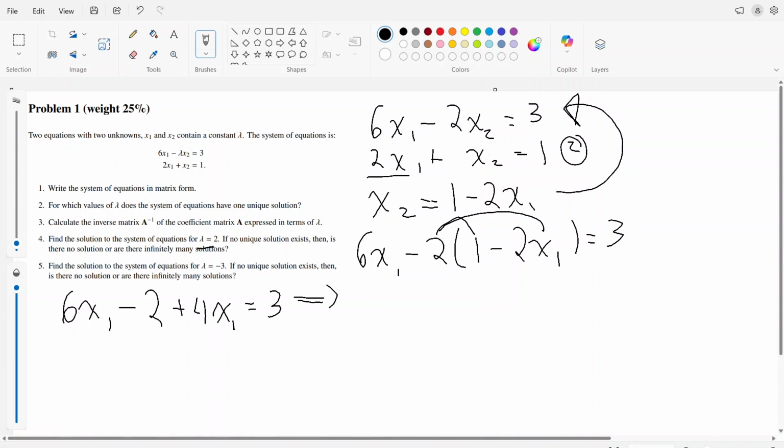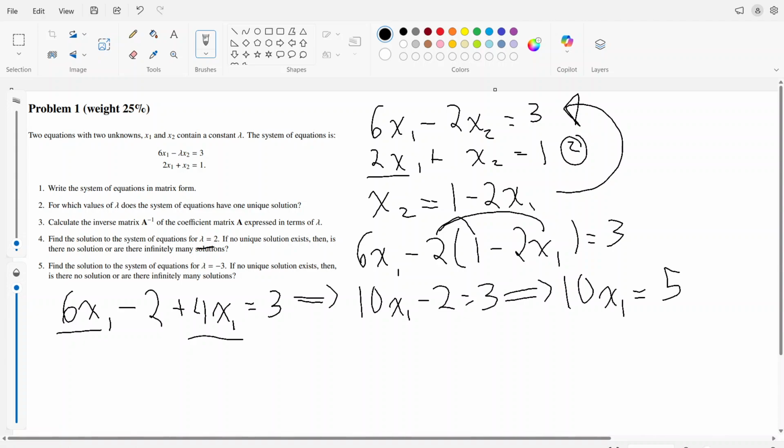Now we can combine the like terms, which are these. So this becomes 10x1 minus 2 equals 3. Now we can move 2 to the other side to isolate x1 more, so 10x1 equals 5. And now we can divide both sides by 10 to really isolate x1. So x1 becomes 1/2. But we're not done here.